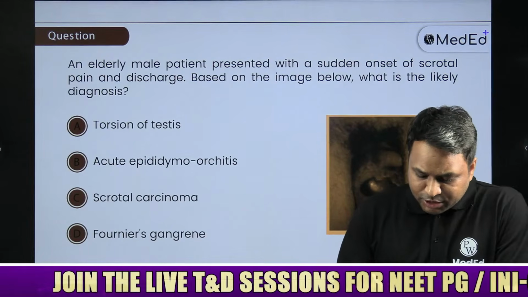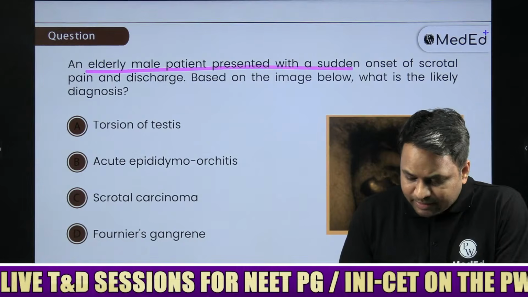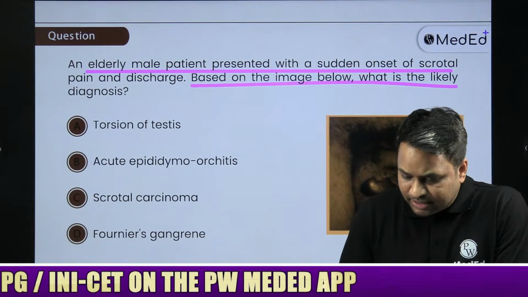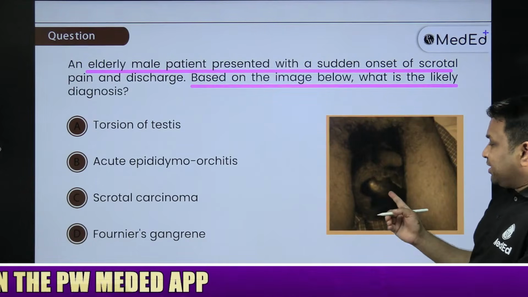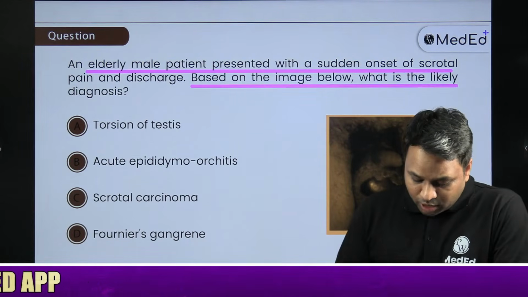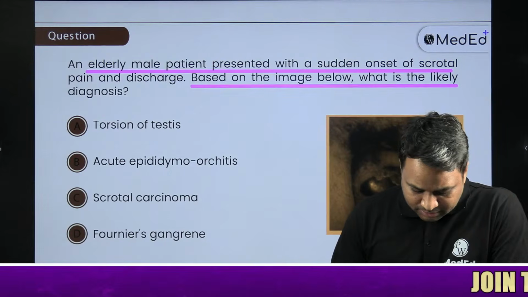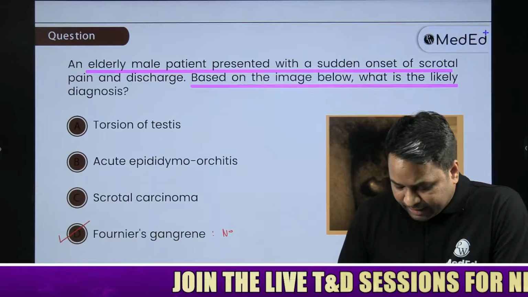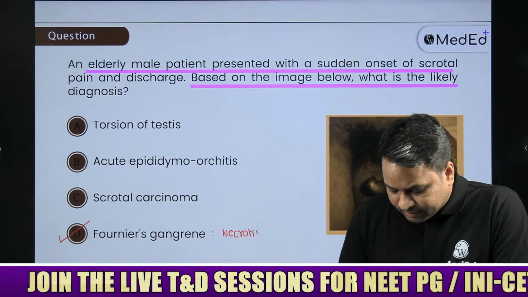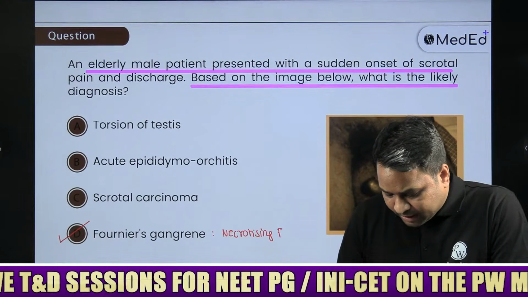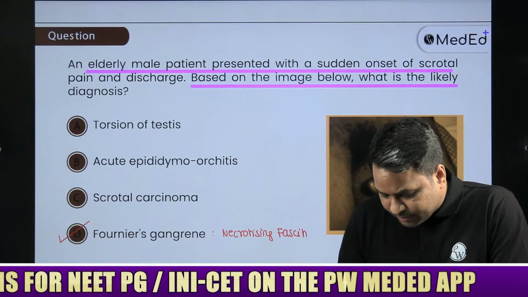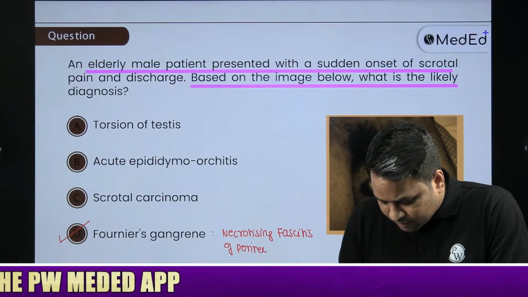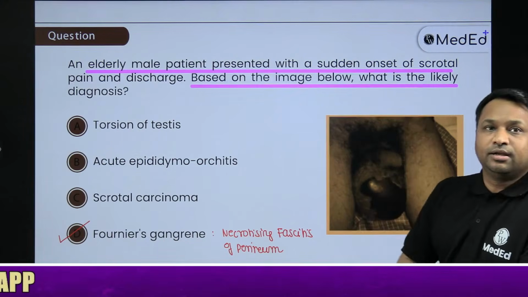All right. So next question. I have an elderly male patient presented with sudden onset of scrotal pain and discharge. Based on the image, what is the likely diagnosis? It's a blackish colored discoloration, gangrenous. There is nothing but your Fournier's gangrene. Fournier's gangrene is what we call necrotizing fasciitis of the perineum. It is a synergistic gangrene, right?